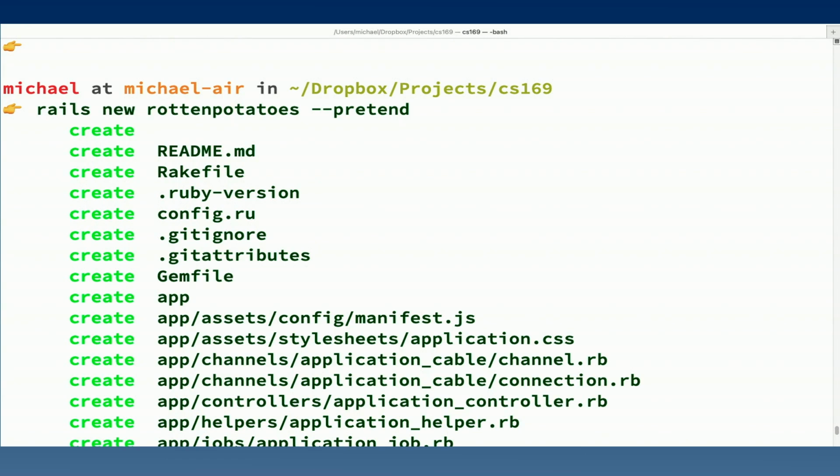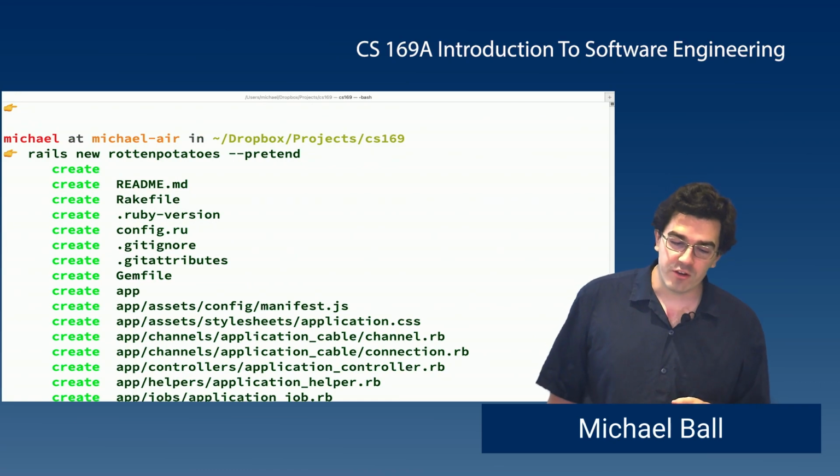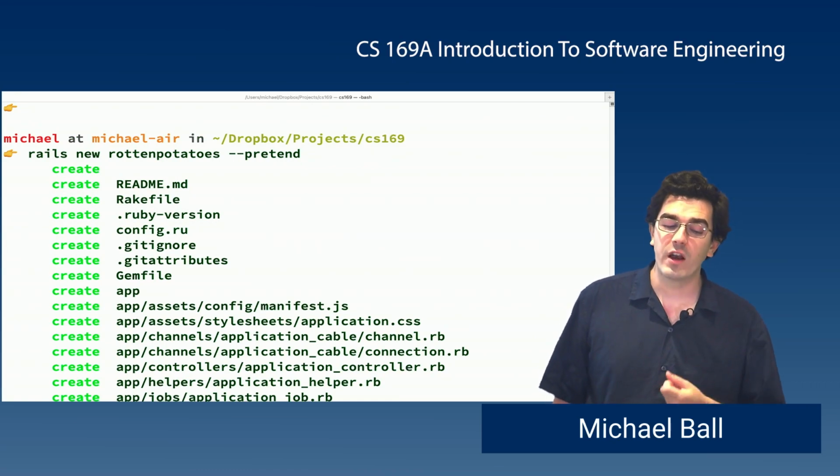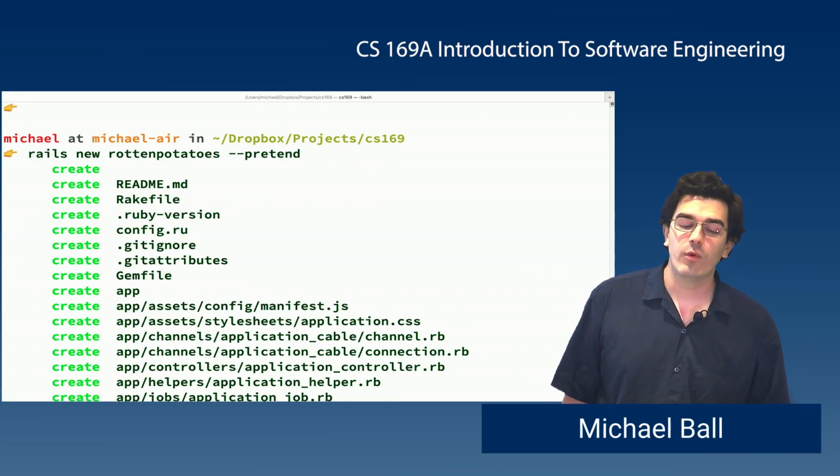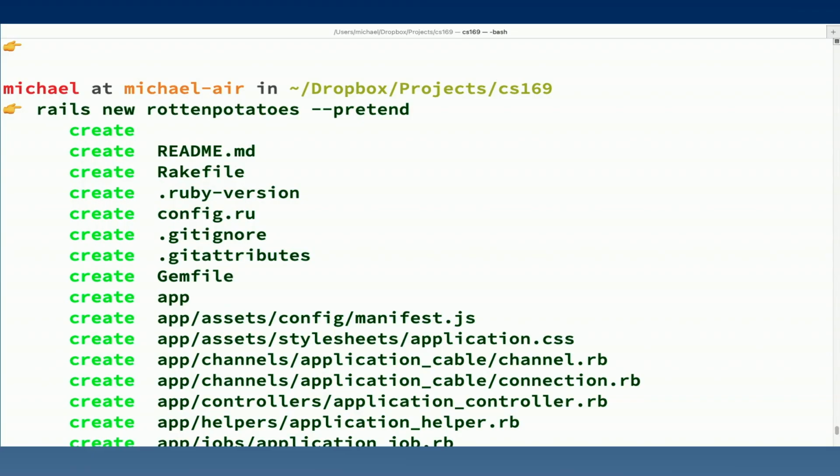What is happening here? Rails is giving us an option to say, you're about to do something which makes a bunch of changes, that's going to create some stuff, modify some stuff. Let me tell you what I'm about to do before I go do it. And we can see here that if we run Rails new rotten potatoes --pretend, what Rails is going to do for us is generate a ton of files.